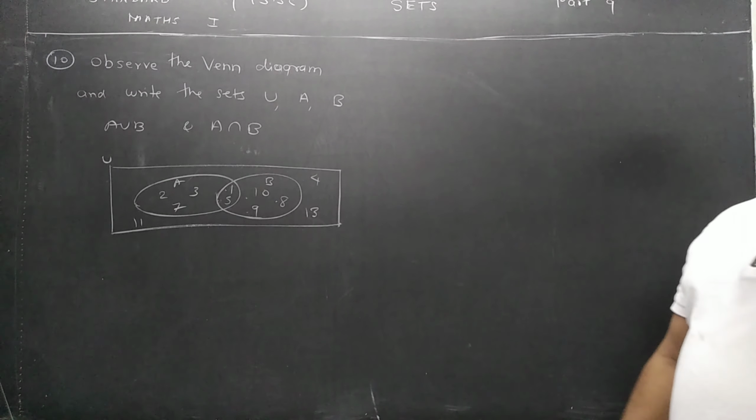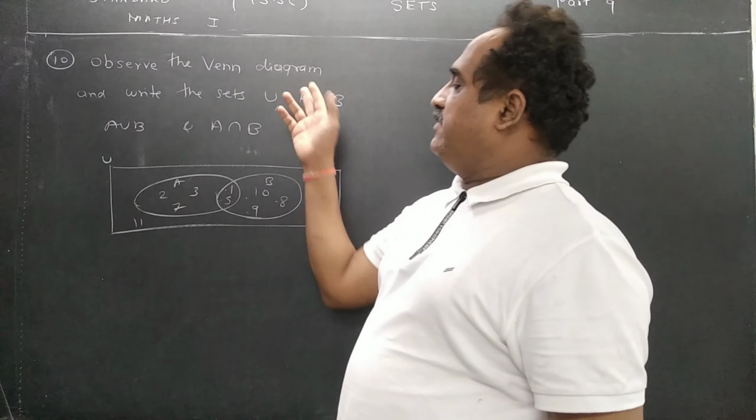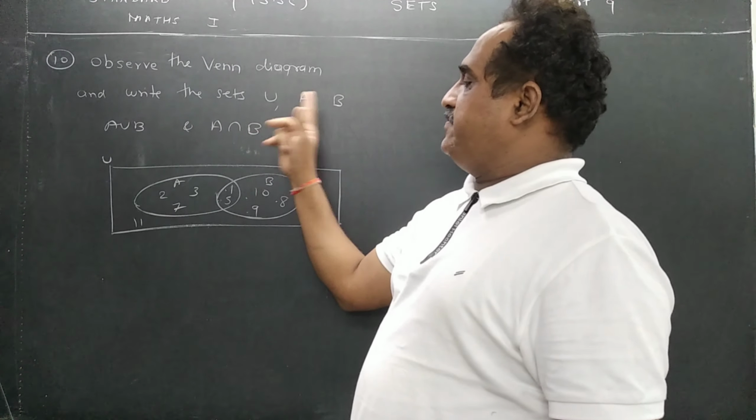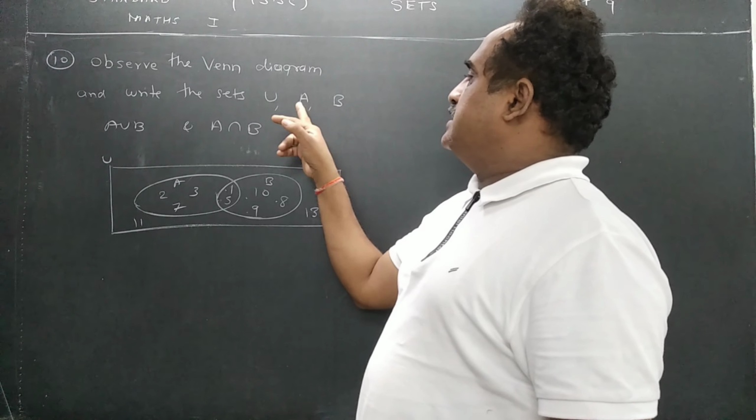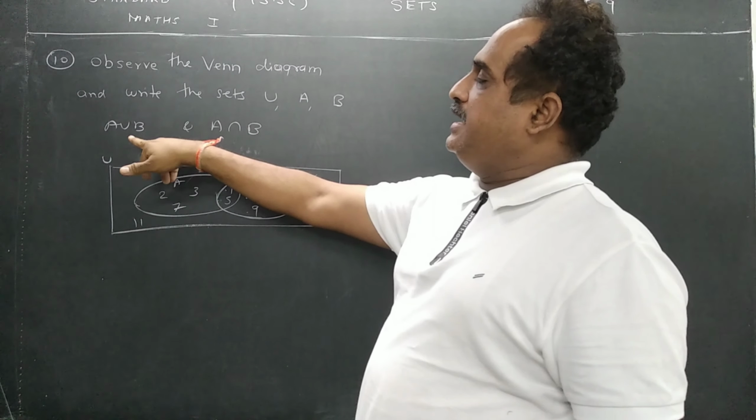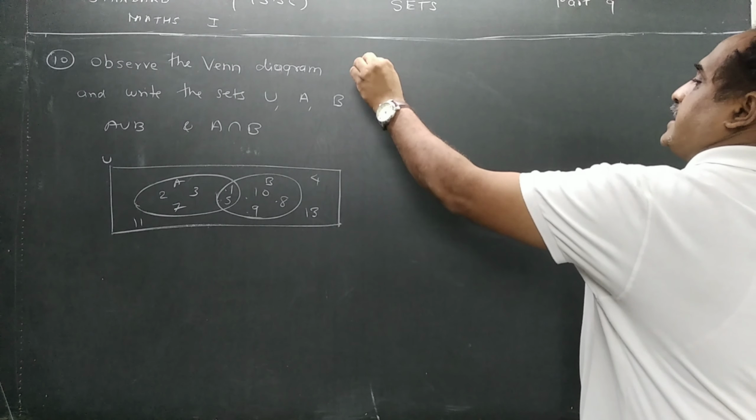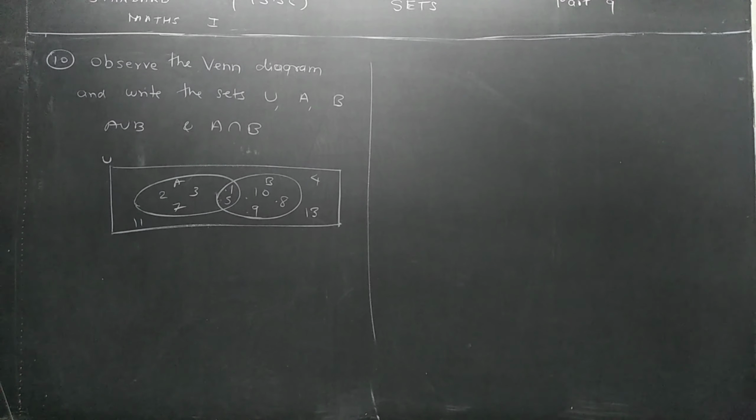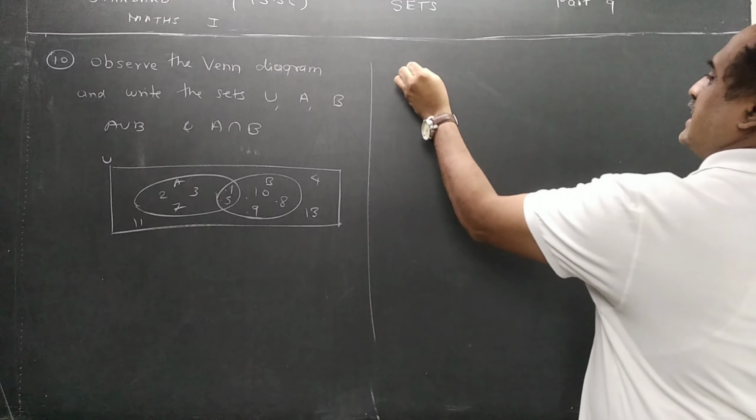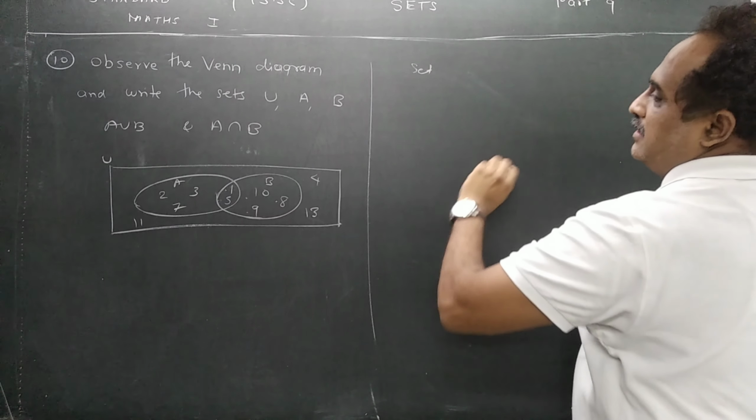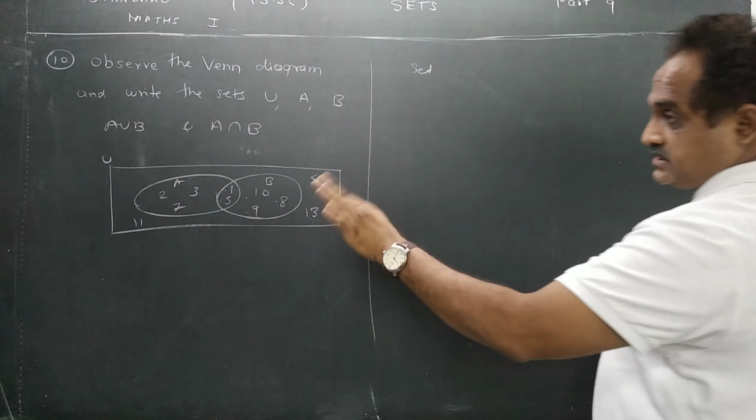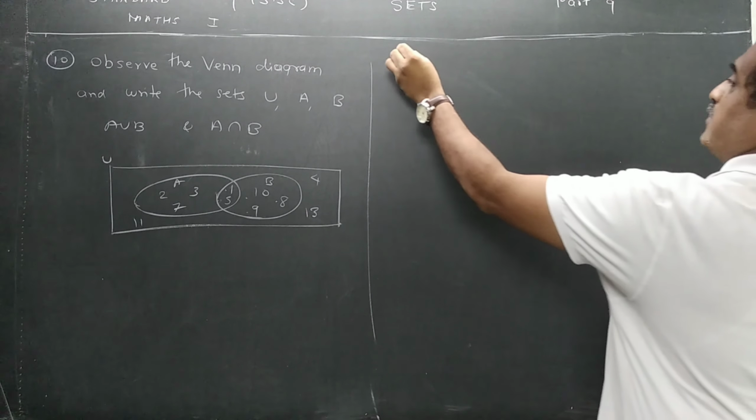Now the 10th question. What are they giving to you? Observe the Venn diagram. Write the set. Which sets do you have to write? Universal set, set A, set B, set A union B, and A intersection B. If it comes, it will come for 2 or 3 marks. I think it is an easy question. Don't draw the figure in the examination. Just you have to start from here.